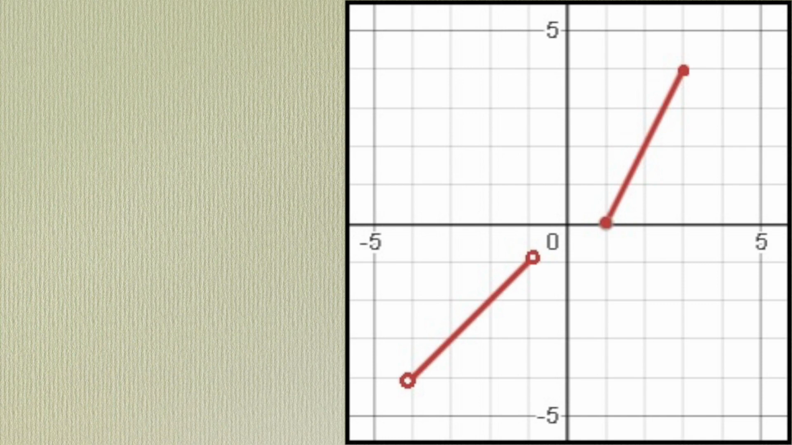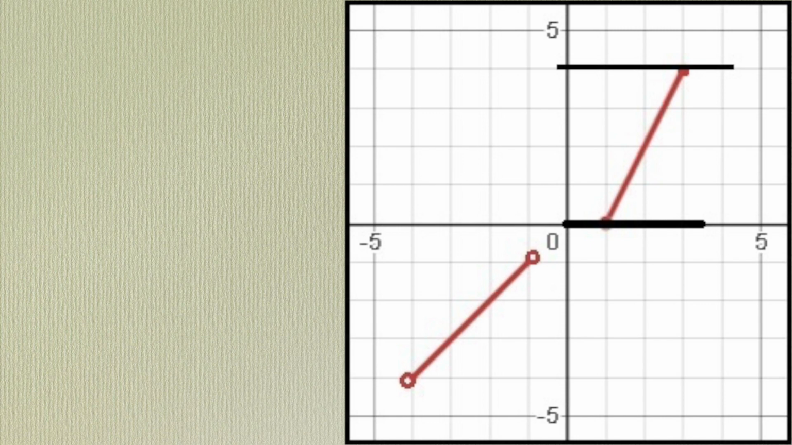For the range, we're going to have to read it from bottom to top. If we look at the first piece, at the very bottom, it crosses the y value of -4. And then it goes up until the y value of -1. Then there's a break, and it has a y value of 0 in the second piece and a y value of 4 at the top of the second piece.